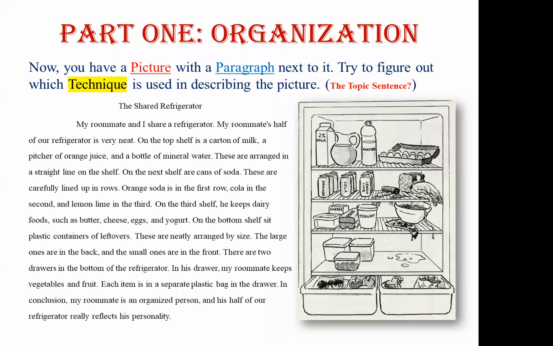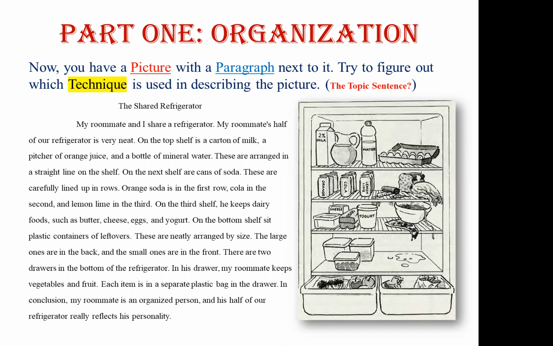You must know that he is saying the topic. From the title, you see that it is the shared refrigerator. So we have one refrigerator and there are two halves. The first half, which is on the left, is for his roommate. The right side is for the person who is speaking. So we only talk about the left side right now. The first left side, the half.